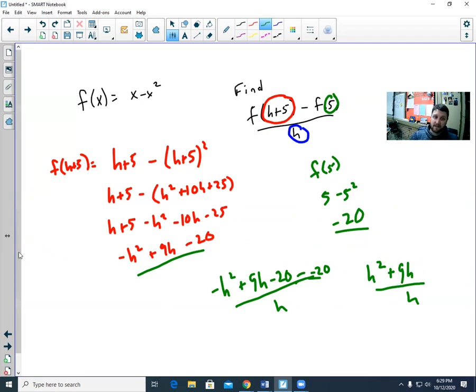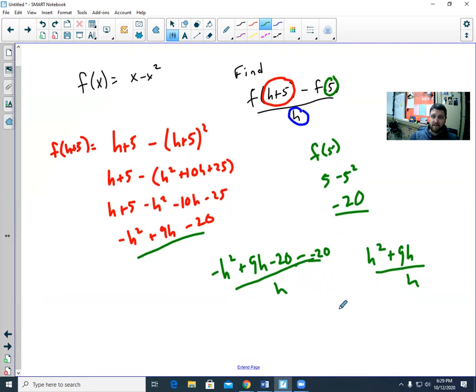And then I can simplify it just a touch by factoring an h out. So I can do h times negative h plus 9, all over h. And this h will end up simplifying. So now I'm going to end up with negative h plus 9. Okay? So that's something that I need to really make sure I'm paying attention to. I really need to focus on that because I'm allowed to simplify these things.